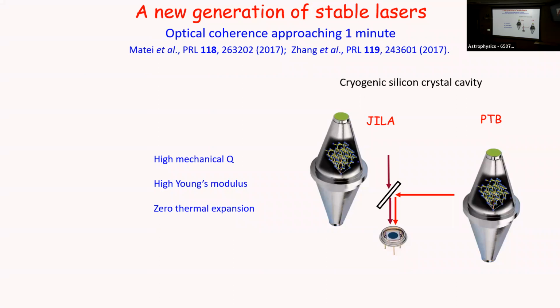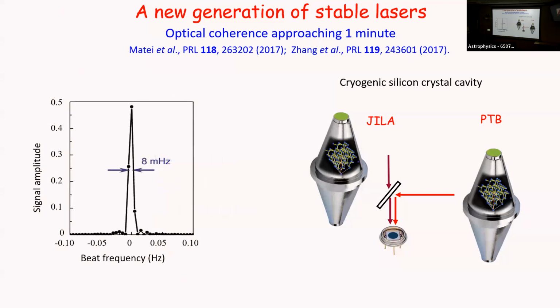There are multiple cavities now built in JILA and PTB. And if you bring two of these cavities together and compare the beat note between the lasers stabilized on these cavities, it's just a few millihertz at 1.5 micron. This would indicate an optical coherence time approaching a minute. You can think of a system like this: if you build an interferometer between Earth and the Moon, you'll be able to have this light going back and forth 100 round trips, and still know which peak or which trough you are sitting on in the sinusoidal oscillation of the optical field.